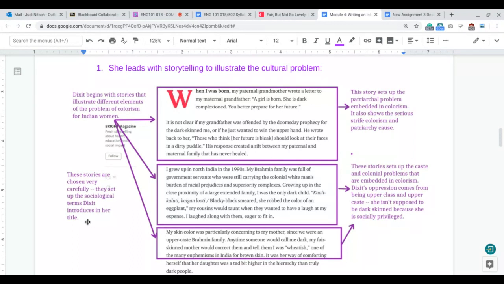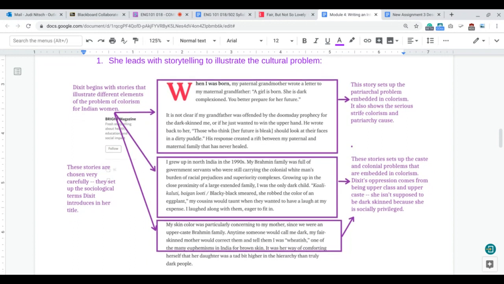As I said when I first went over introductions, they're really hard to write until you know what you want to say. So we're going to practice drafting one since you've already been working with your culture and these ideas in assignments 1 and 2. But it's okay to feel like your stories, if you go that way, which you probably should, aren't as tightly connected to your thesis as you'd like them to be. That's part of the drafting process. But these are really well chosen short stories or anecdotes that set us up for this problem of colorism for Indian women in particular.